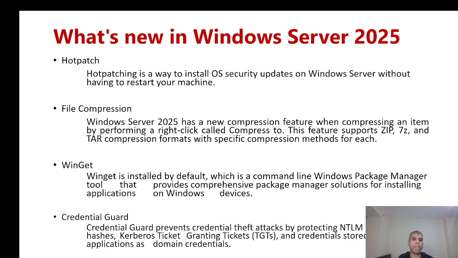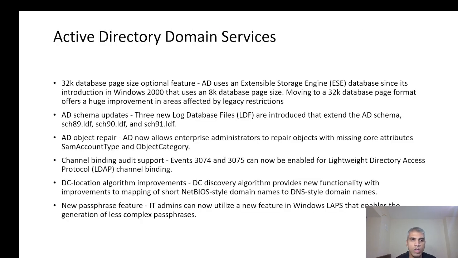Next one would be Winget. Winget is installed by default. This is a Windows package manager tool that provides a comprehensive package manager solution for installing applications on a Windows device. Next would be Credential Guard. Credential Guard prevents credential theft attacks by protecting NTLM password hashes, Kerberos ticket granting tickets, and credentials stored by applications as domain credentials. Now let's see what are the changes in Active Directory Domain Services.